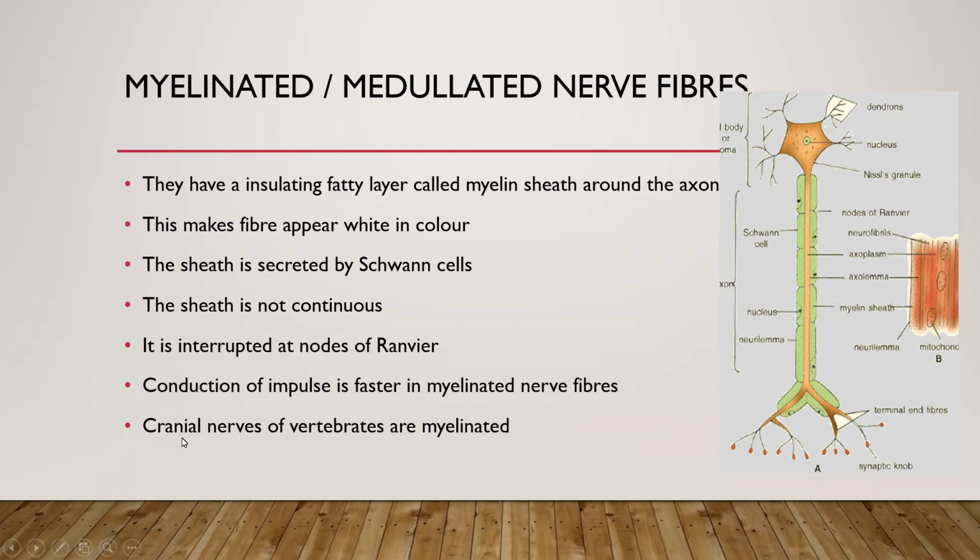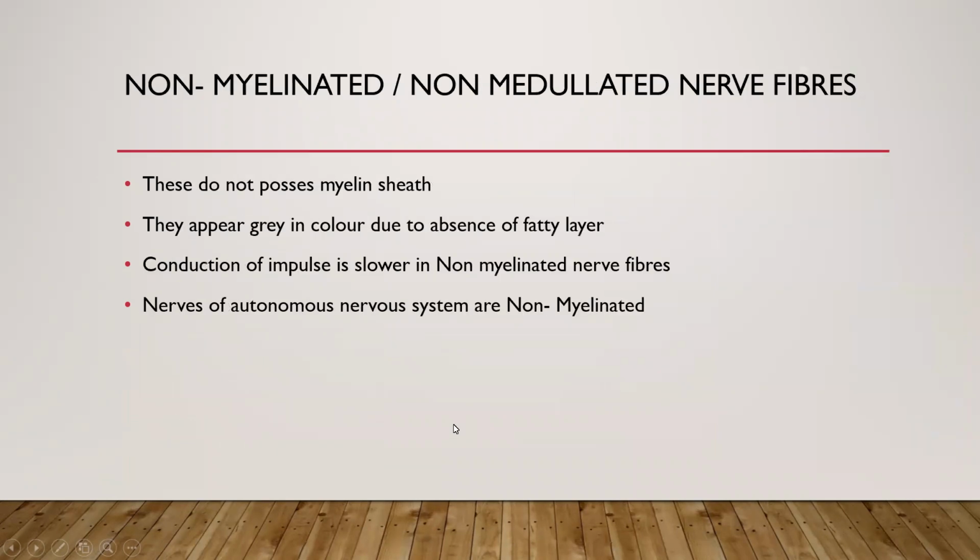Example, where are they found? They are found in cranial nerves of vertebrates, which are all myelinated. Cranial nerve means what? All the nerves arising from the brain are called cranial nerves. So all the cranial nerves are myelinated.